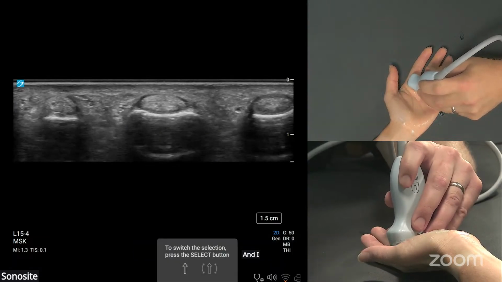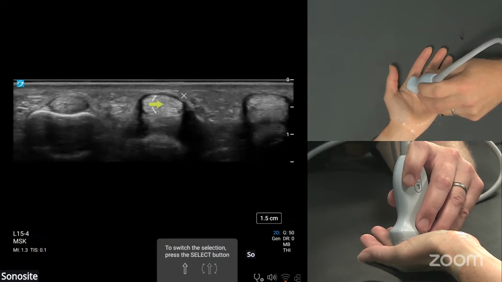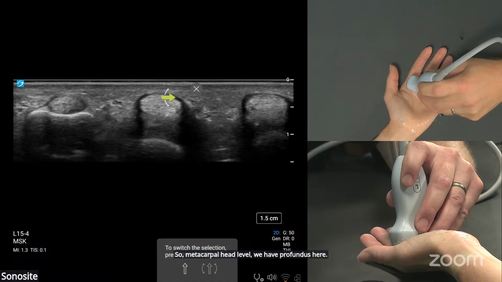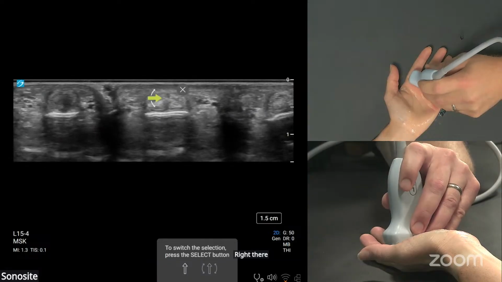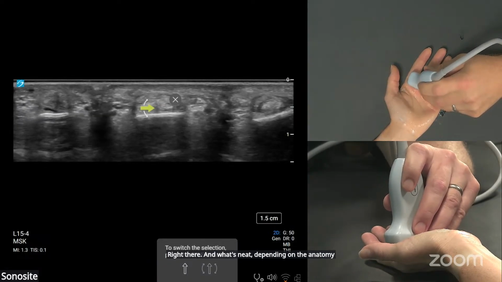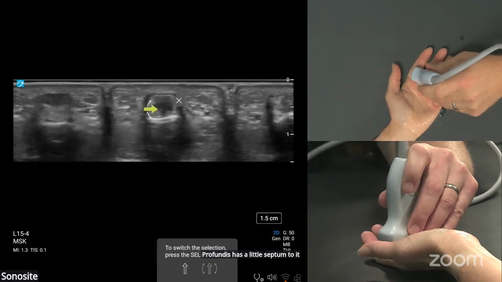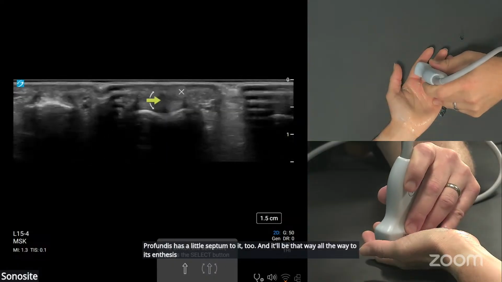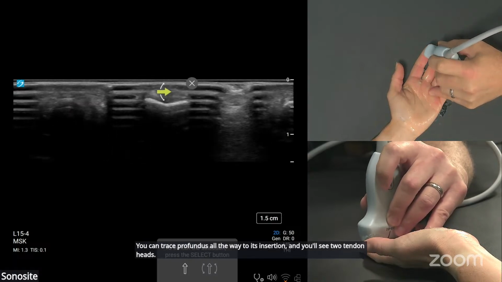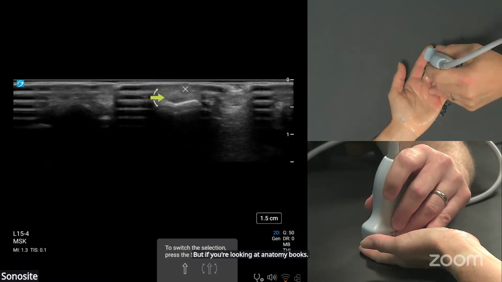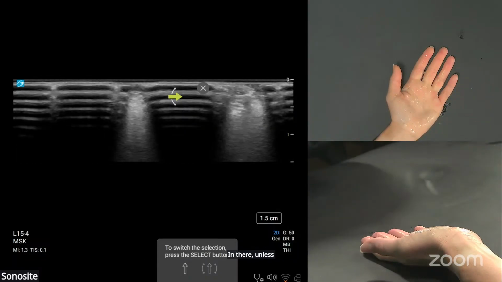And I'm just going to do a quick demonstration on how the superficialis splits over the profundus. So at metacarpal head level, we have profundus here. Superficialis will split into 2 heads right here as we go more distal, right there. And what's neat, depending on the anatomy book you're looking at, but if you're just ultrasounding, you can see that profundus has a little septum to it too. And it'll be that way all the way to its enthesis. So you can trace profundus all the way to its insertion, and you'll see 2 tendon heads. But most anatomy books don't show a tendinous septum in there unless you ultrasound it yourself, and then you'll see it.